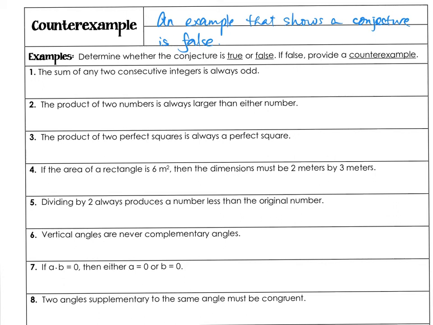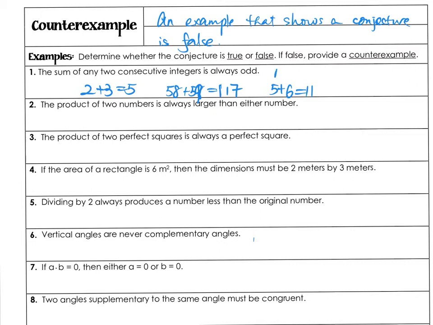The sum of any two consecutive integers is always odd. And so let's do some examples. If I have 2 plus 3, that's 5. If I have 58 plus 59, I would have 117. That's odd. So maybe 5 plus 6, I would have 11. It looks like this is true, right?